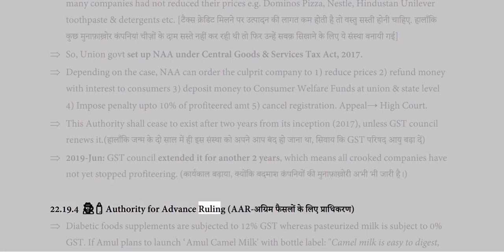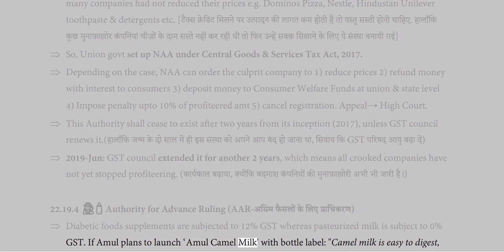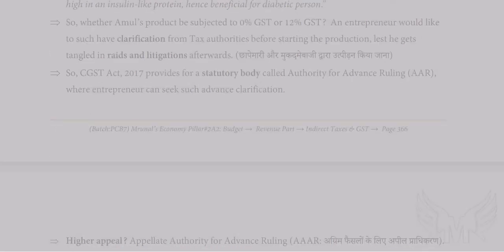2.19.4 Authority for Advance Ruling. Diabetic food supplements are subjected to 12% GST, whereas pasteurized milk is subject to 0% GST. If Amul plans to launch Amul camel milk with a bottle label saying camel milk is easy to digest, high in an insulin-like protein, hence beneficial for diabetic persons, then whether Amul's product would be subjected to 0% GST or 12% GST? An entrepreneur would like to have such clarification from tax authorities before starting production, lest he gets tangled in raids and litigations afterwards. So, the CGST Act, 2017 provides for a statutory body called the Authority for Advance Ruling, AAR, where an entrepreneur can seek such advance clarification.